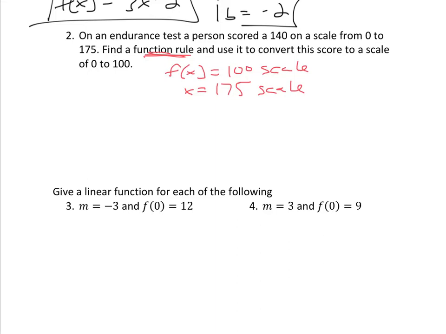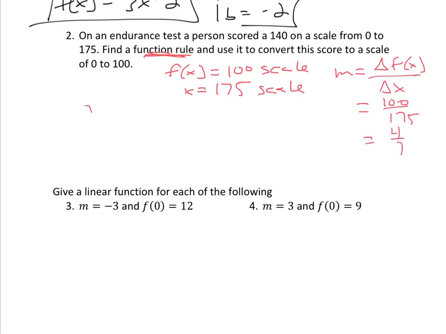So what we need is the slope of this function. Well, it's set up really well for us because we know that slope is change in f of x, or change in y, over change in x. That triangle thing is a Greek letter delta, which means change. So change in f of x over change in x. The change in f of x is 100, because 1 to 100 or 0 to 100, and the change in x is 175. So it makes that really easy for us. The slope is just 100 over 175, which reduces to 4/7.